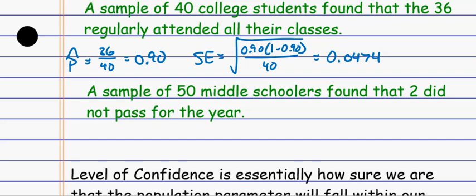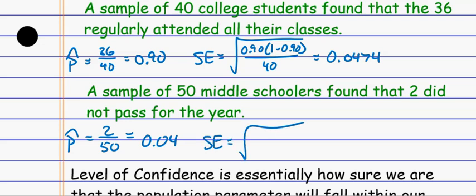This one, a sample of 50 middle schoolers found that 2 did not pass for the year. So the point estimate this time would be from the data that was collected, 2 out of 50 did not pass. And I just divide that on a calculator and it gives me 0.04. So 4% of them did not pass. And now to calculate the standard error, it's the p hat times 1 minus the p hat, all divided by the sample size, which is the 50. Okay. And again, I plug that into a calculator. Okay, so there it is.